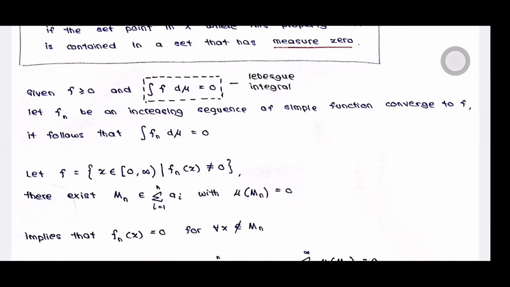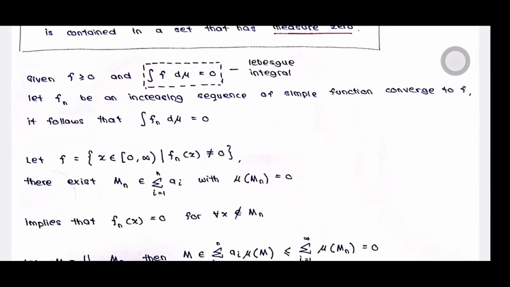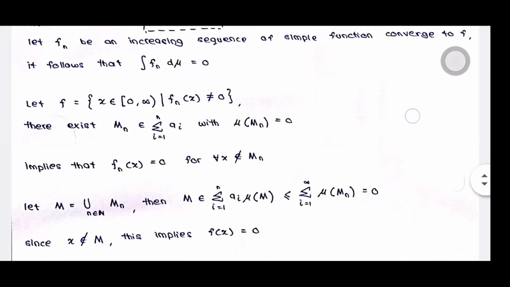we know that the integral of f with respect to d mu is a Lebesgue integral. Let fn be an increasing sequence of simple functions converging to f. It follows that the integral of fn with respect to d mu is equal to 0, which is the Lebesgue integral of fn equal to 0.